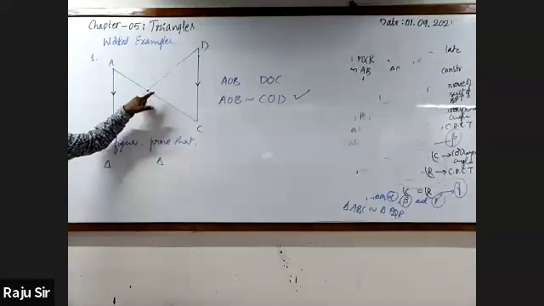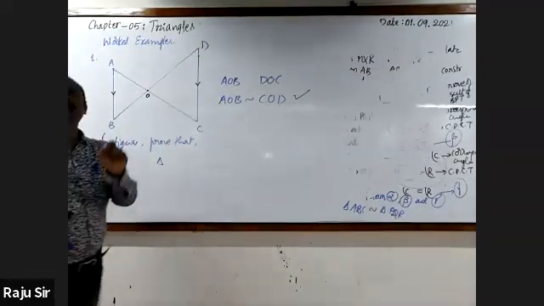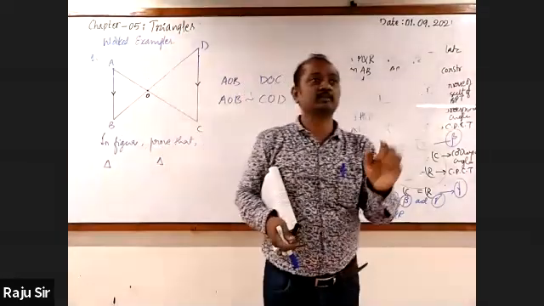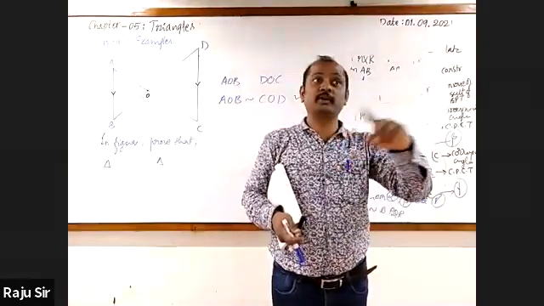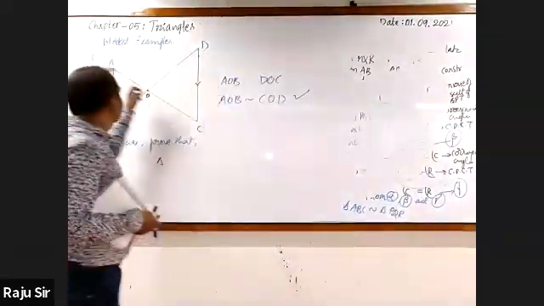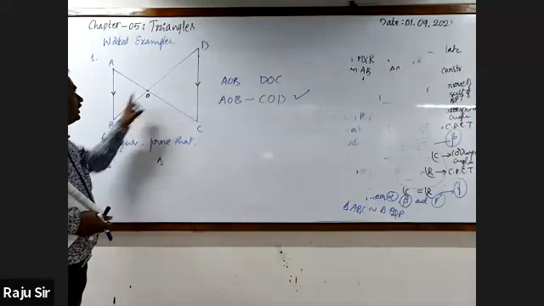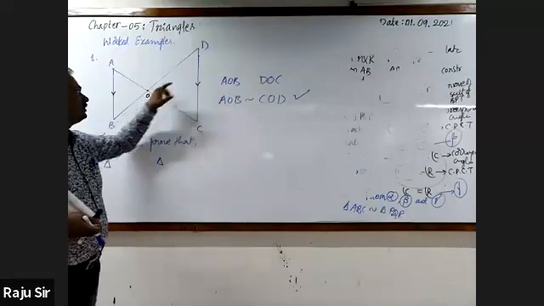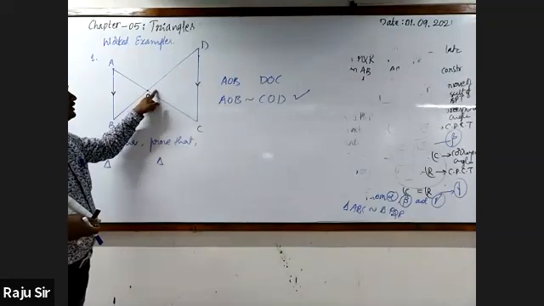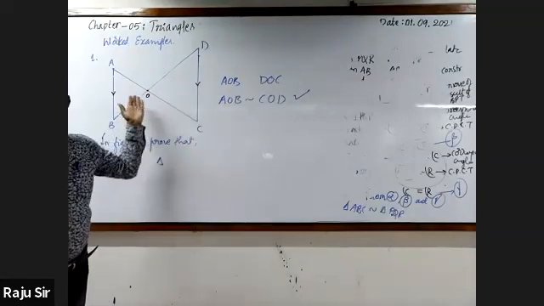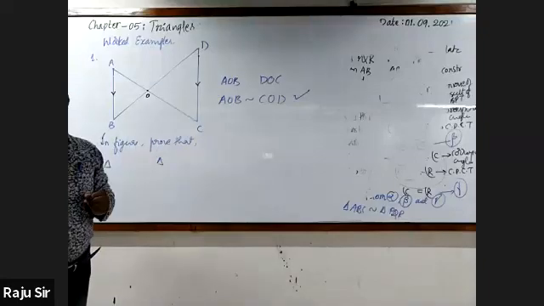If you are going to prove these two triangles are similar, their corresponding vertices should be the same. Corresponding angles should be the same. You know, angle A and angle C, then angle B and angle D, then angle AOB and COD. These are the corresponding angles.